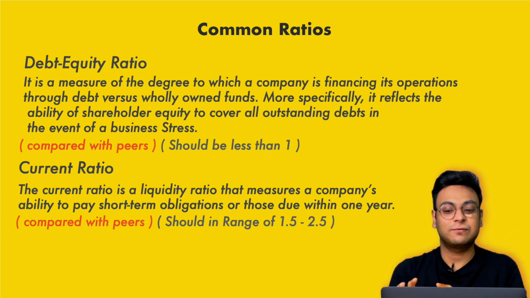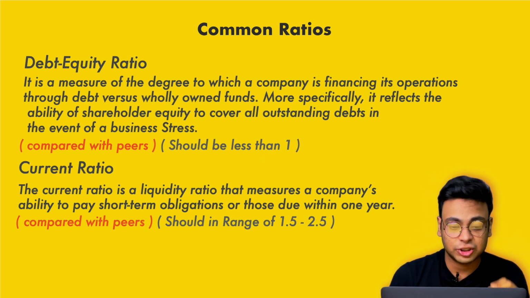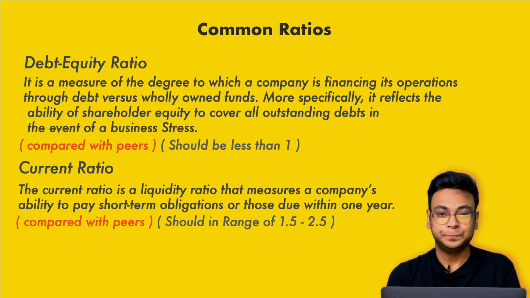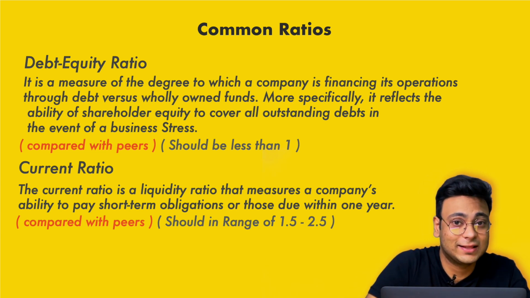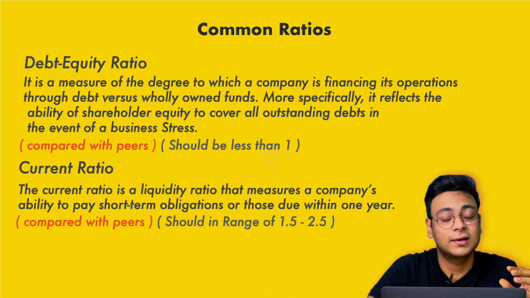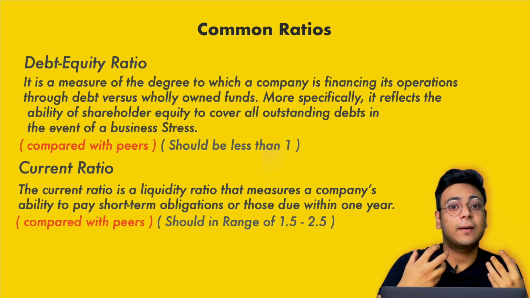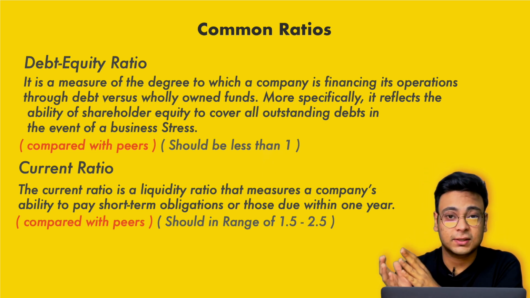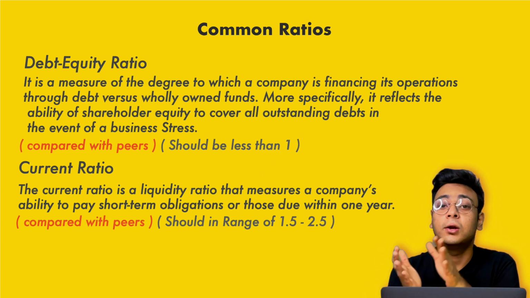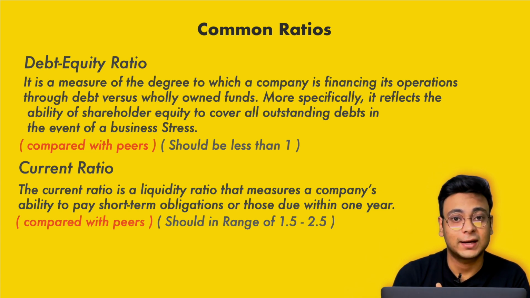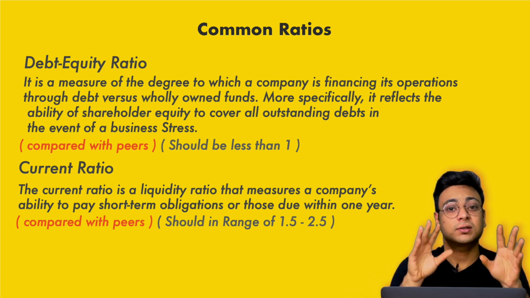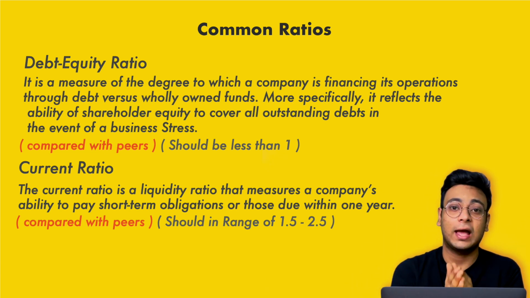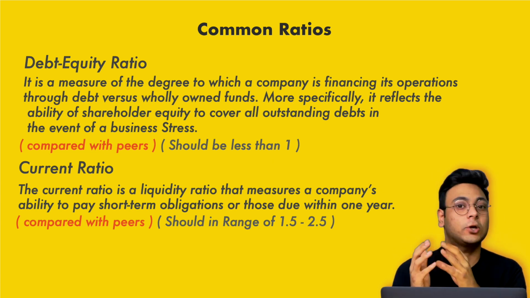Let me explain. More specifically, it reflects the ability of shareholders' equity to cover all outstanding debts in the event of a business stress. So basically, this ratio tells us how much debt the company is using, and if a company is raising too much debt, that would be a bad sign. Similarly, if a company is raising too much capital to run a business, that would also be a bad sign. So this ratio tells us what is a good percentage of debt to equity to have in a company so that the company is optimum.